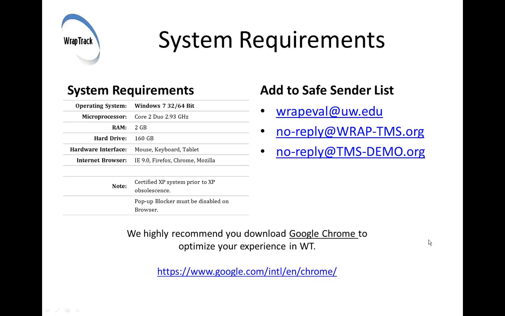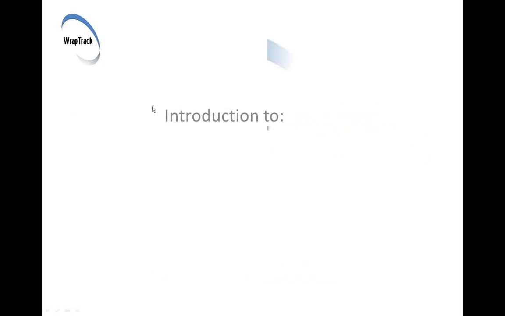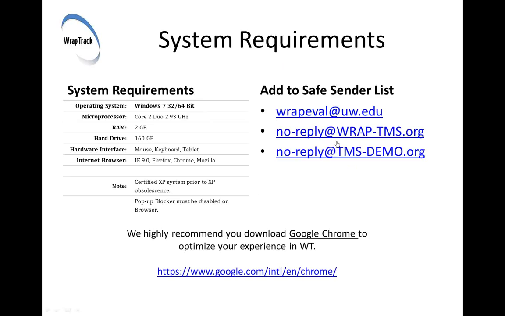Okay, let's talk about a couple of things that are important for making WrapTrack work most efficiently on your computer. It's helpful to have as up-to-date an operating system on your computer as you can. You can see that listed here, it says Windows 7. I wanted to highlight it, but it didn't like that, so I'll leave that be. But Windows 7 is listed as the requirement.